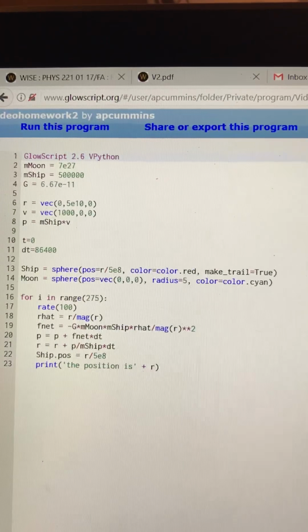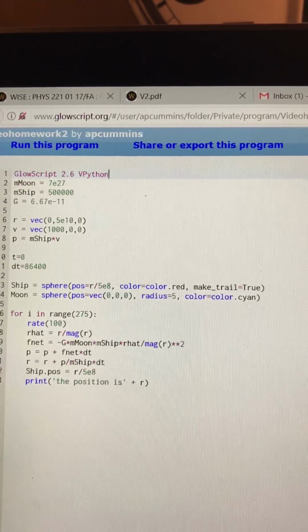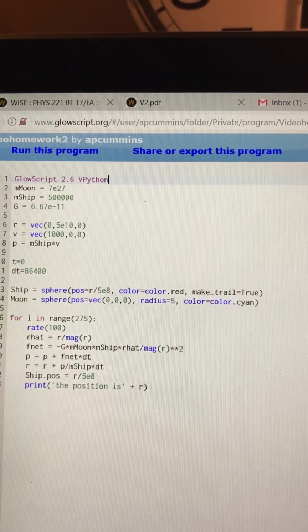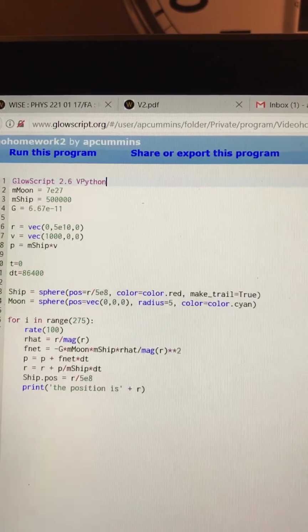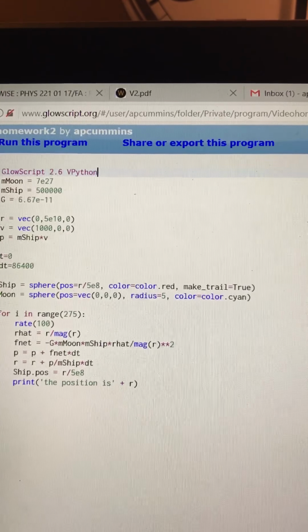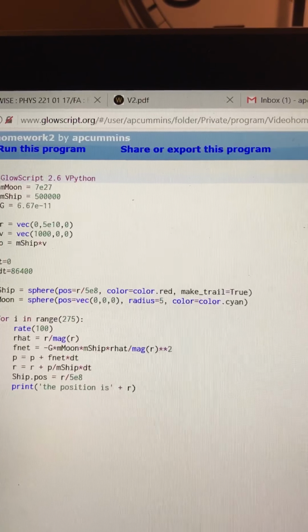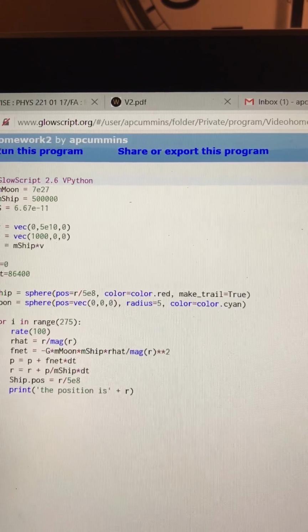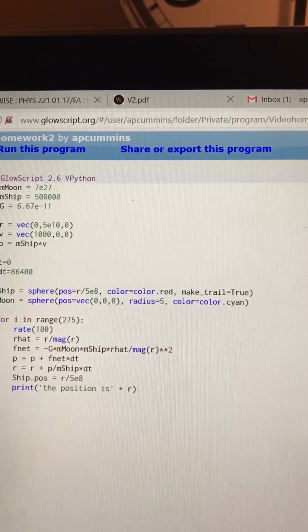Then we have our way of visualizing our ship and moon. The ship is red and the moon will be blue. Next we have to create our loop for iterating 275 times at a rate of 100.